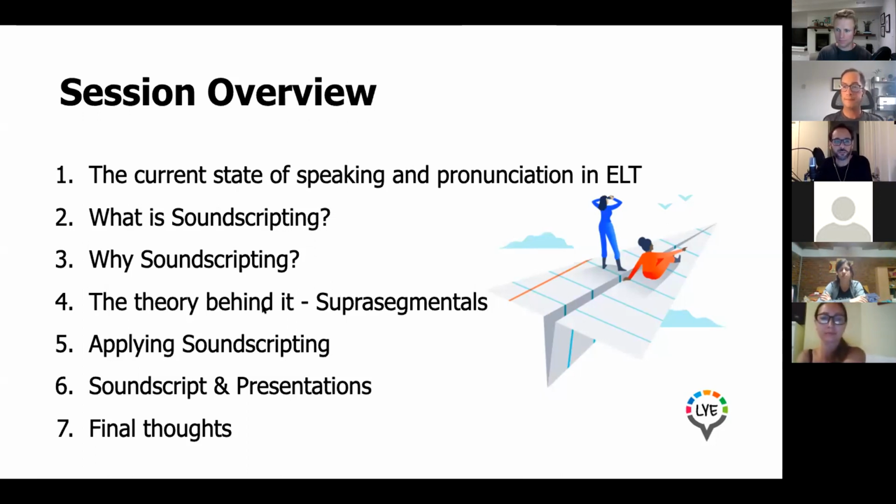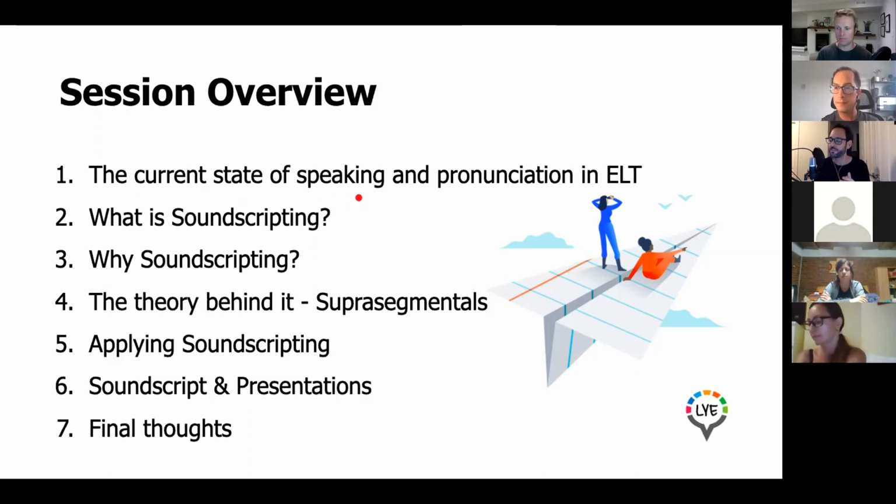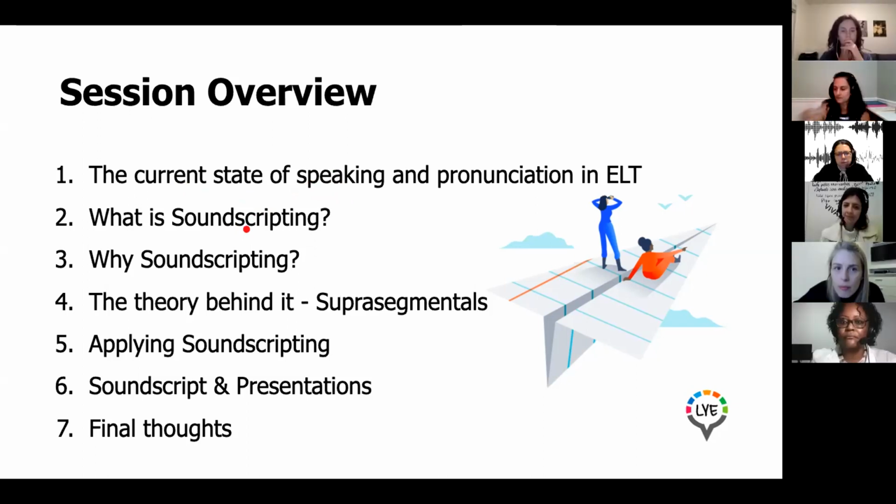We're going to start by looking at the current state of speaking and pronunciation. And one of the things that we really like to do is to problematize English language teaching. And of course, we're not just going to talk about a problem, we're going to offer a solution that we strongly believe will make an impact or have a positive effect in the teaching of languages, in this case English, and in the classroom with your students.